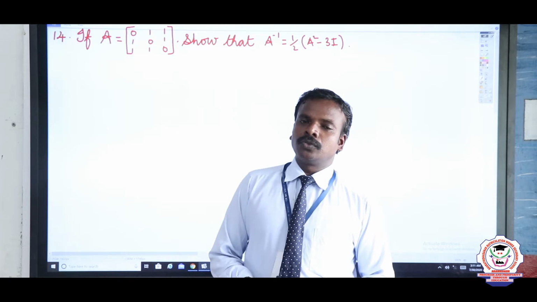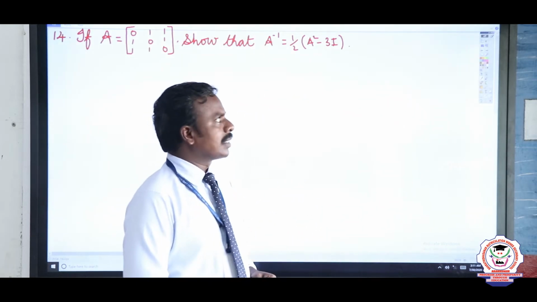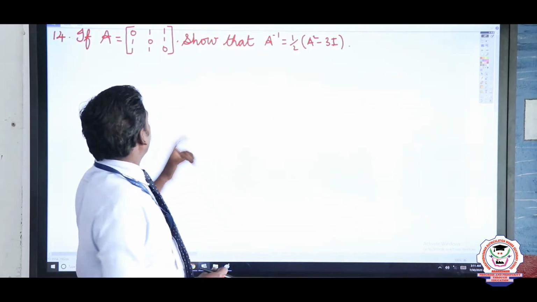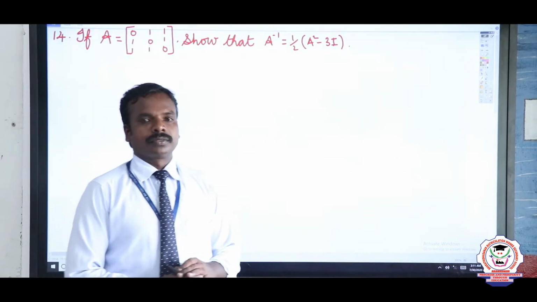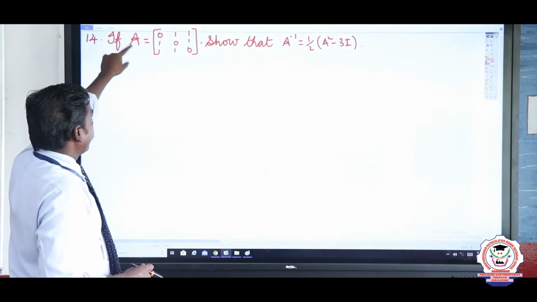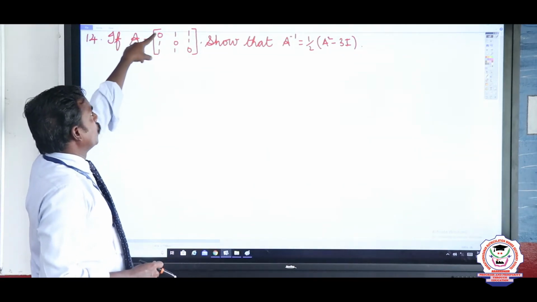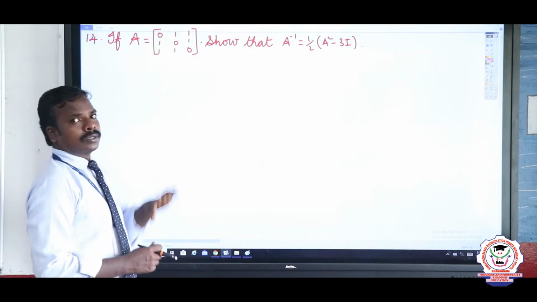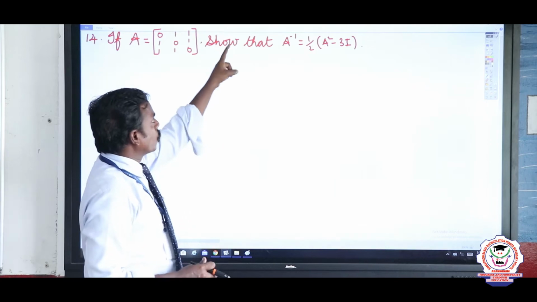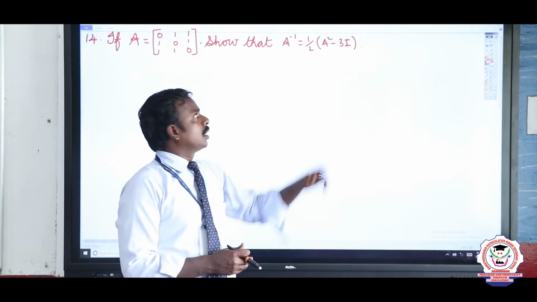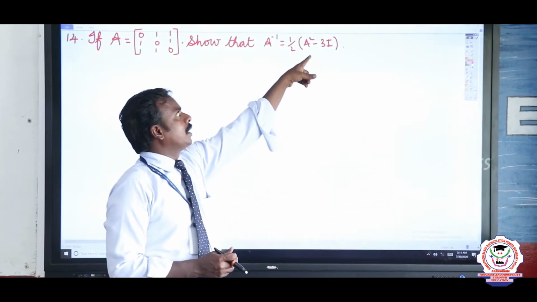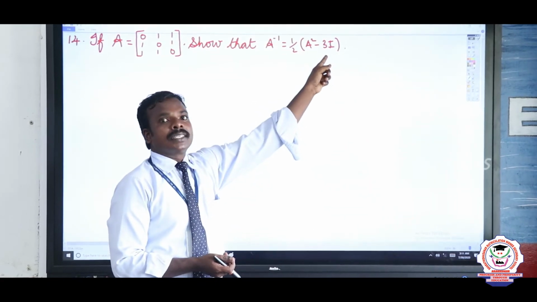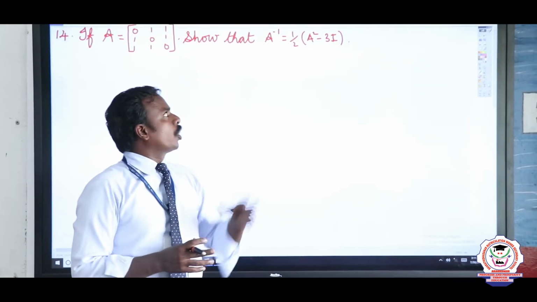Today I am going to continue 12th mathematics, that is matrices and determinants. In the first chapter, exercise 1.1, question number 14, I am going to continue now. Listen, dears. If A equals the given 3 by 3 matrix, first row 0, 1, 1, second row 1, 0, 1, third row 1, 1, 0, they are asking you to show that A inverse equals 1 by 2 into A square minus 3I. Here I represents the identity matrix of order 3 by 3.